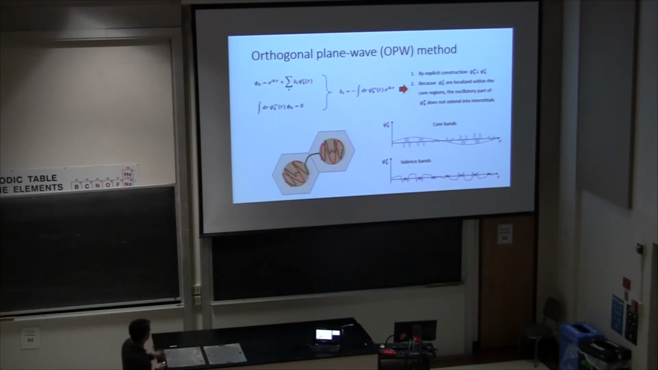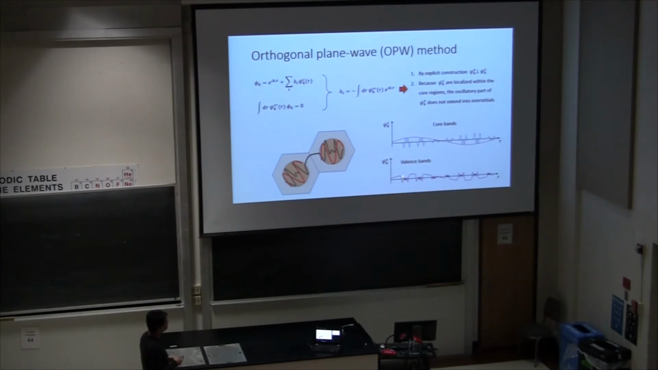So by construct, right here you can see that this wave function is made so that it is automatically orthogonal to the core bands. If you have core bands, for example, you have some kind of oscillatory pattern near the nucleus. That's where the electrons that are close to the nucleus have a higher kinetic energy, so you have a more oscillatory pattern here.